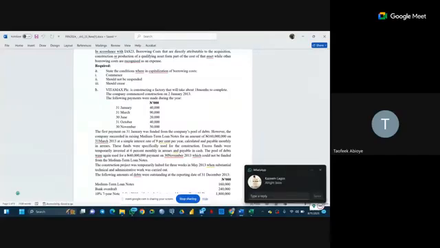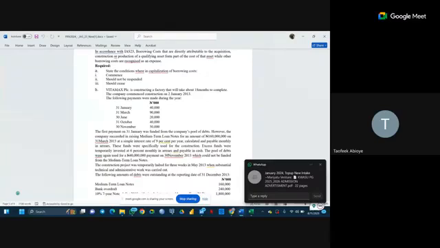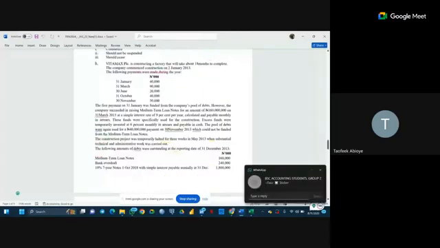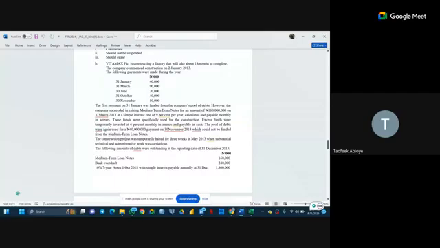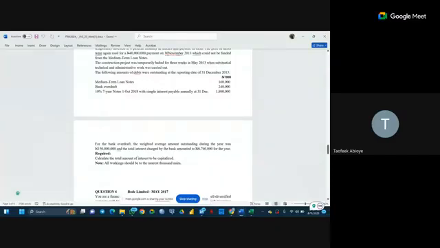Excess funds were temporarily invested at 6%, monthly in arrears and payable in cash. The pool of debt was again used for a 40 million payment on 30 November, which could be funded from the medium-term loan notes. The construction project was temporarily halted for 3 weeks in May 2013, where substantial technical and administrative work was carried out. The following amounts of debt were outstanding at the reporting date of 31st December 2013. We have medium-term loan notes, a bank overdraft, and 10% 7-year notes with simple interest payable annually. For the bank overdraft, the weighted average amount outstanding during the year was 150 million, and the total interest charged by the bank amounted to 6,760,000 for the year. Required: calculate the total amount of interest to be capitalized. All working should be to the nearest 1,000.